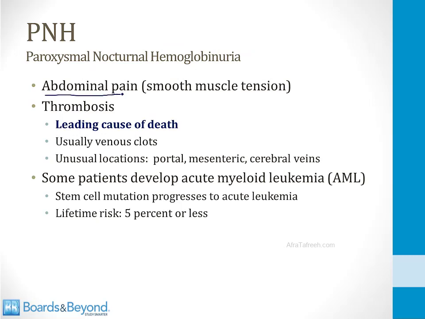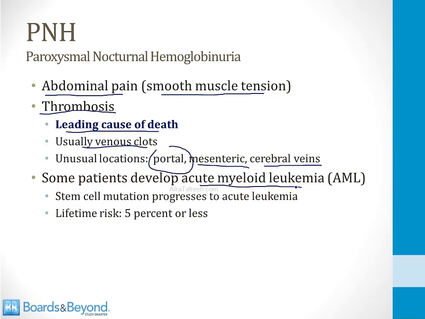One is abdominal pain. These patients classically get episodes of abdominal pain from smooth muscle tension. We'll talk about why in a minute. And then the second big problem in this disorder is thrombosis. This is the leading cause of death. These patients are hypercoagulable, and they often develop venous clots, and they tend to get them in unusual locations like the portal vein or the mesenteric veins or the cerebral veins. In addition, because this disorder involves abnormalities of the hematopoietic stem cells, some patients develop acute myeloid leukemia, or AML. Sometimes the stem cell mutation progresses and they develop acute leukemia.